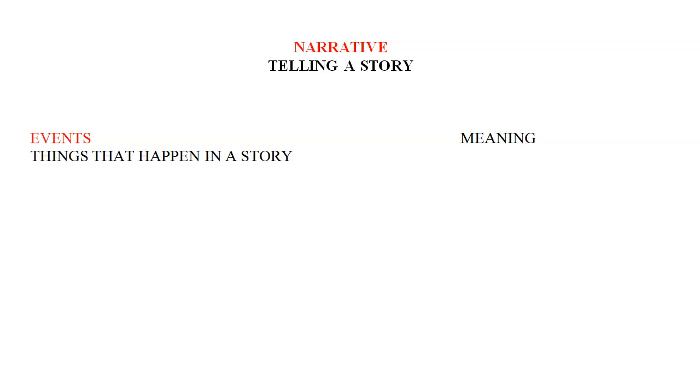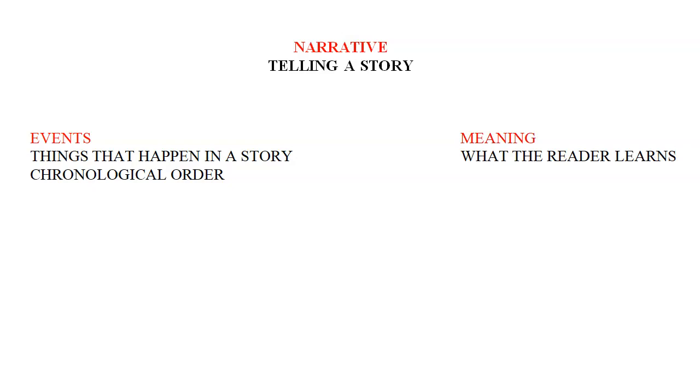We create narratives by describing these events, usually in chronological order, from earliest to most recent. We start by describing what happened first in the story and move along in time until we get to what happened closest to when we are telling the story. This often works best because we experience life in this way, so our readers find this order the easiest to understand. Now, these events all add up to the story's meaning, or what the reader learns from the story.